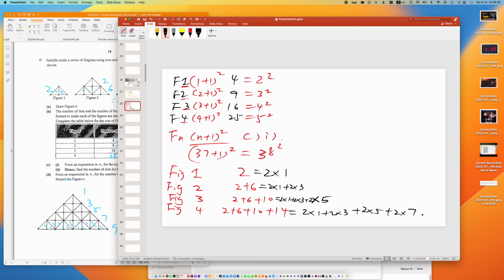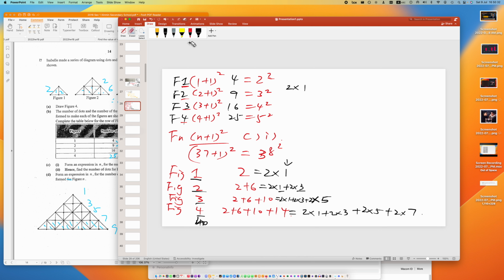Okay, what I'm trying to say is figure 1 you will have 1, 2. Figure 2 you will have the first odd number and the second odd number. Then this one you will have the first, second, third odd number. Then this one will be 4. Then how about figure n? What is figure 40? Then how do you find the odd number? Basically you need to have 2 times the 1.